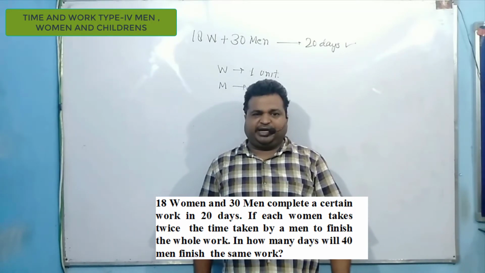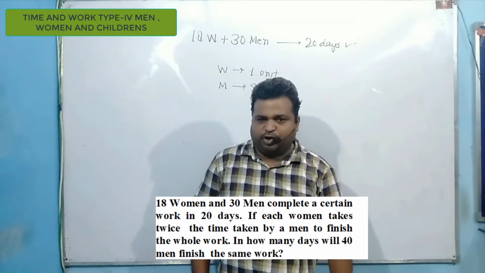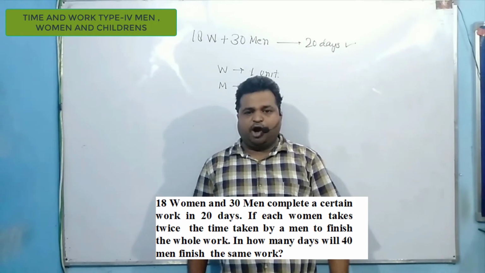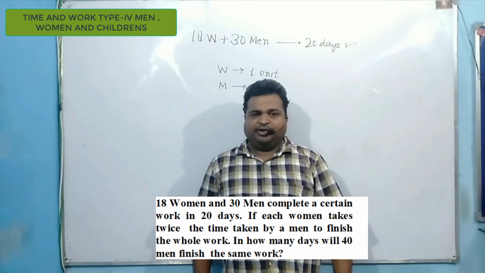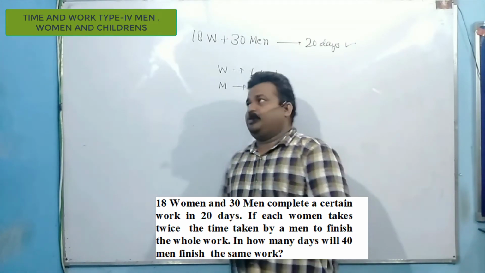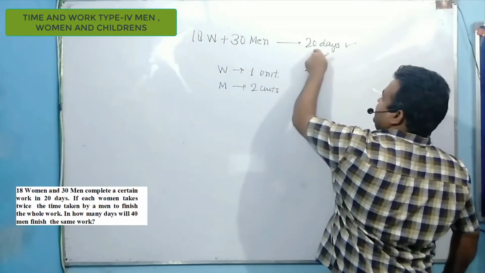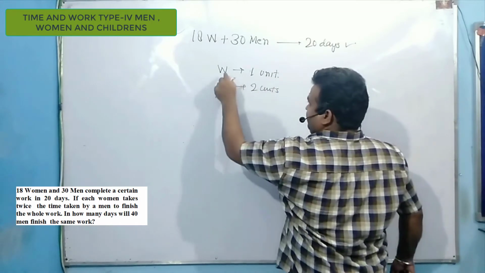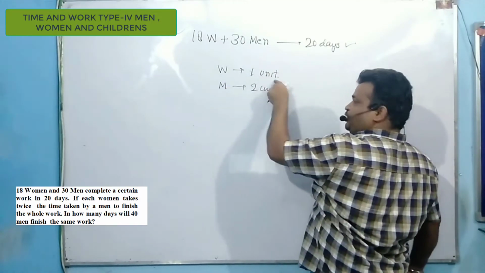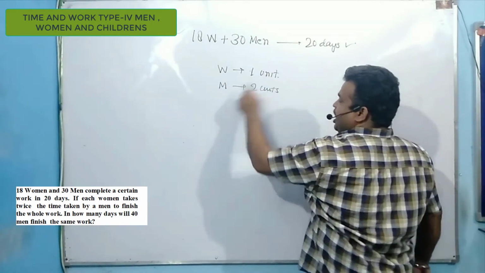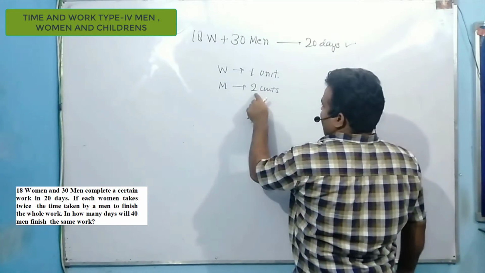If each woman takes twice the time taken by a man to finish the whole work, in how many days will 40 men finish the same work? Already I mentioned here that 18 women and 30 men complete a job in 20 days. If a man works 1 unit per day, how much does a woman produce? So a man produces 2 units.